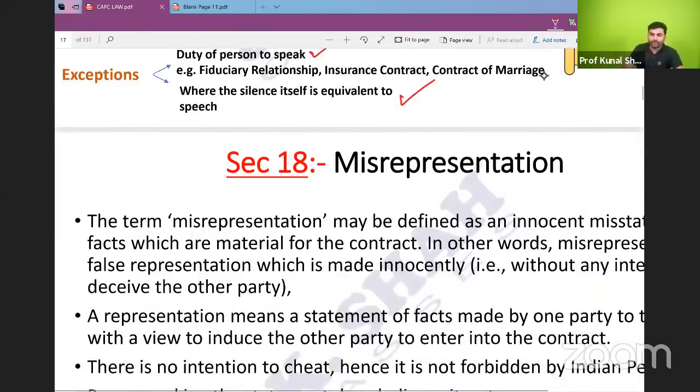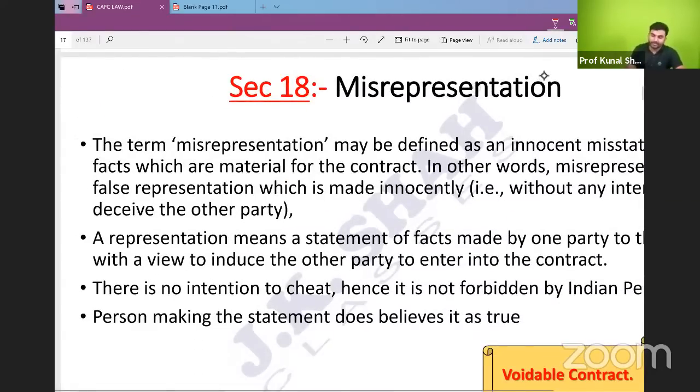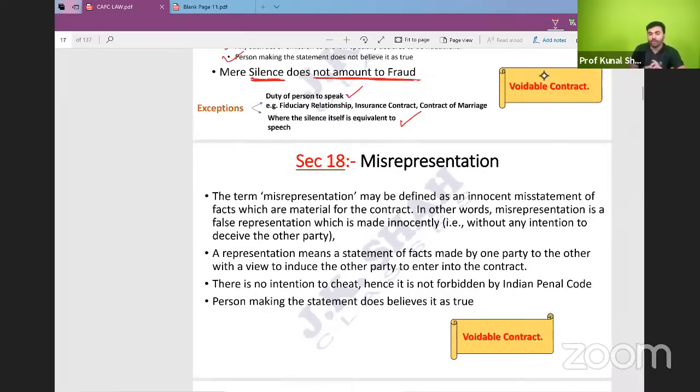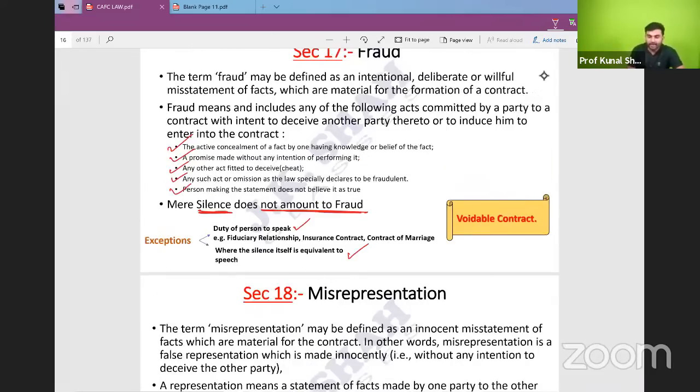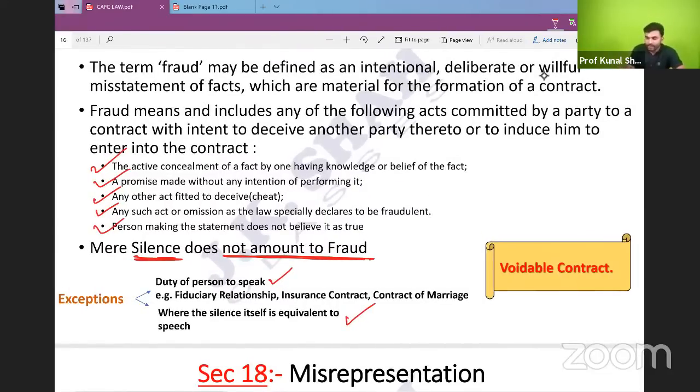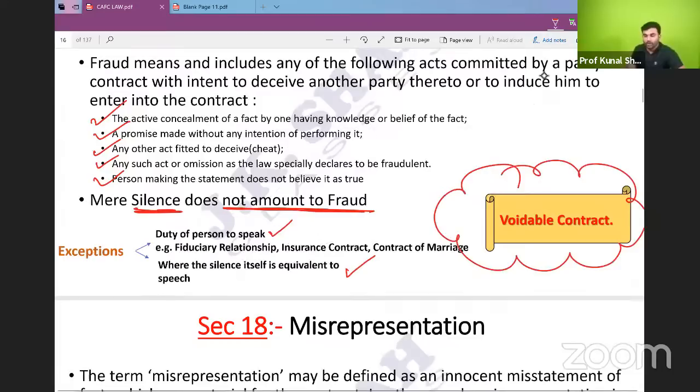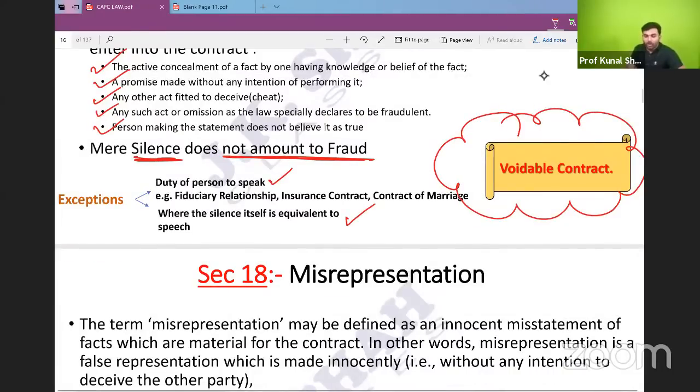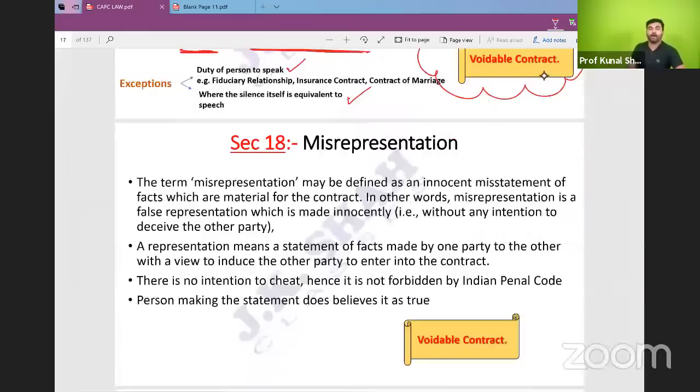The next concept over here is about misrepresentation. Whenever you enter a contract with fraud, the aggrieved party can file a case against you, but you cannot file a case against the aggrieved party. Hence, the nature of the contract is voidable. Whether you use fraud, undue influence, or coercion, any contract entered by such activities is voidable in nature.